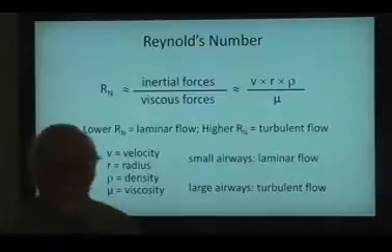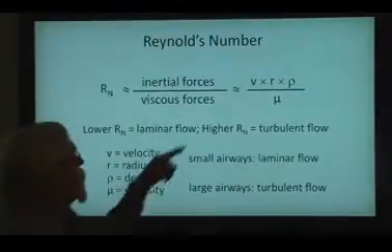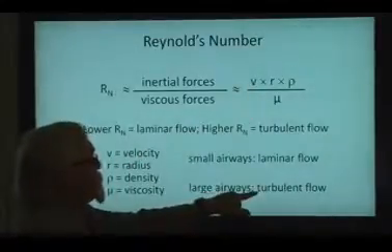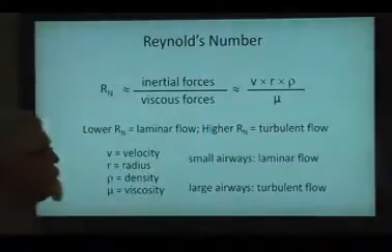And in large airways, like your trachea and your larynx and your upper airway, where the forward velocity is very high, the gas flow is turbulent, even though the radius is also high.